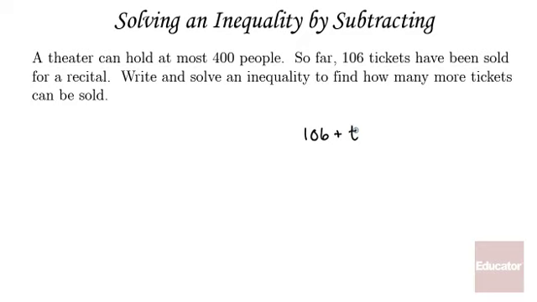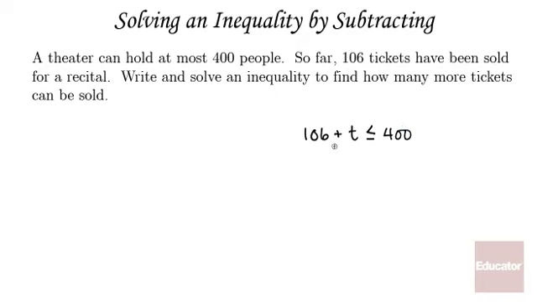But we know that the theater can hold at most 400 people. So we've got to sell less than or equal to 400 tickets. Otherwise, the people will not have a seat. The recital will be sold out.